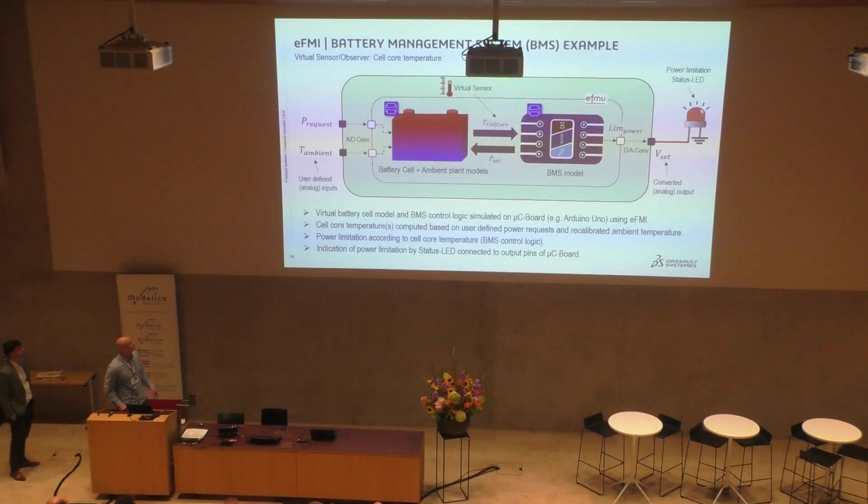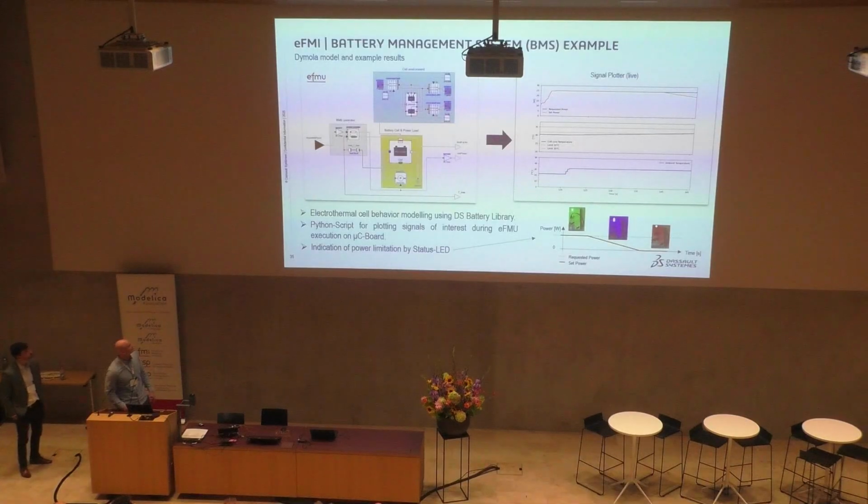So the idea is then with the virtual battery cell model in combination with a simple controller which tracks the battery temperature and then limits the power depending on the current cell core temperature. You see here we use the Daimler DS battery library for modeling the cell, which currently is just looking at electrothermal behavior, but theoretically if aging would be interesting, probably it's not something for real-time simulation, because for aging we would probably stop at some point and compute the state of health of the cell.